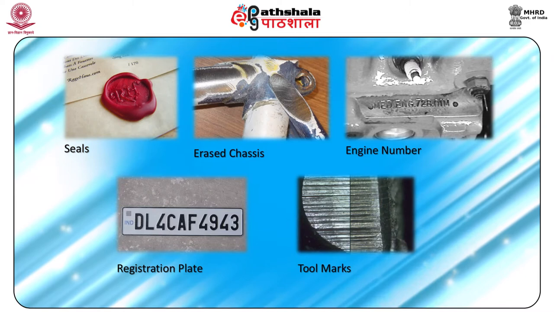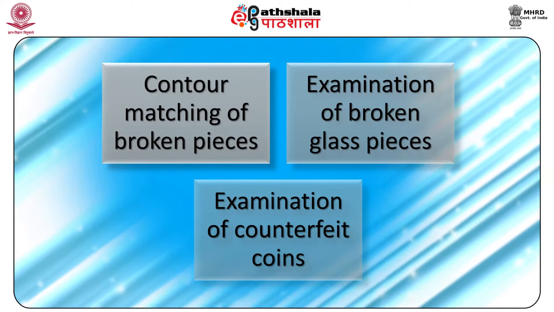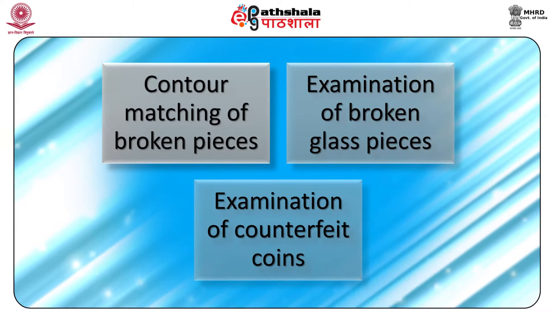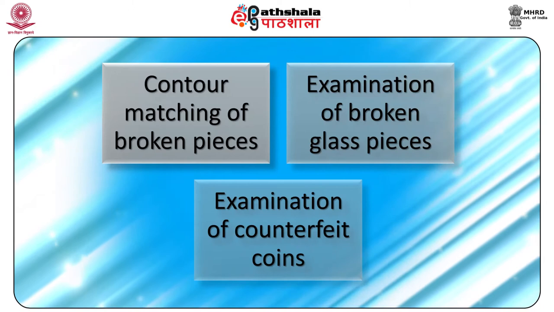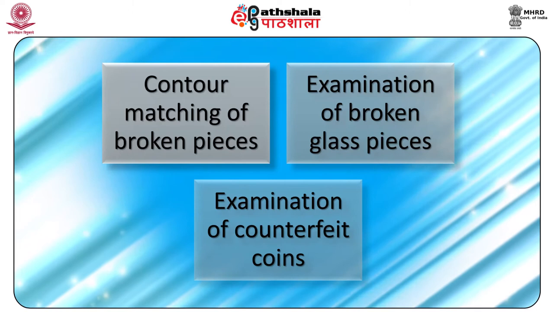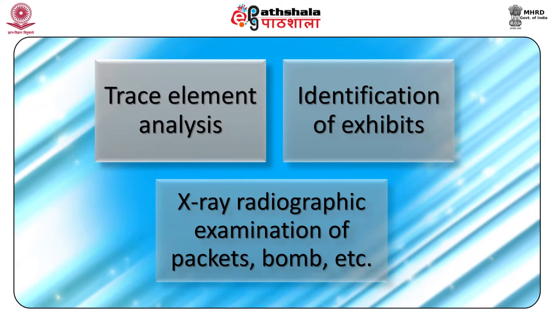is done. In this unit, the examination of telephone and electric wire pieces recovered from the scene has been carried out to perform contour matching of accidentally broken pieces for source correspondence, examination of broken glasses for the direction of impact, etc., examination of counterfeit coins, trace element analysis for the comparison and identification of exhibits, etc.